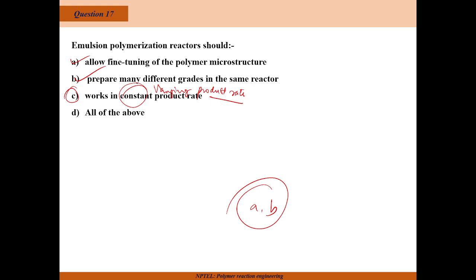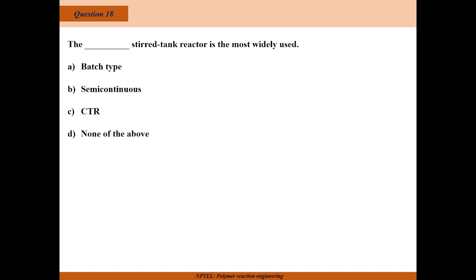Okay, fine. The dash stirred tank reactor is the most widely used. So which one is the most widely used stirred tank reactor? We have discussed many types: one is batch type, semi-continuous, CSTR. So which one is the most commonly used? Continuous stirred tank? No, actually it is semi-continuous.